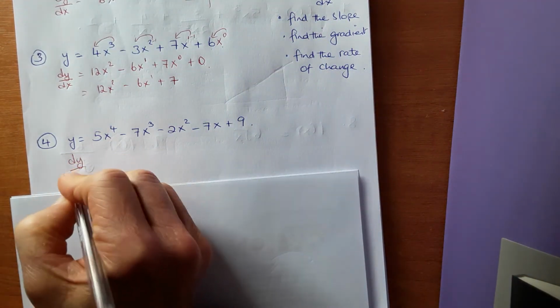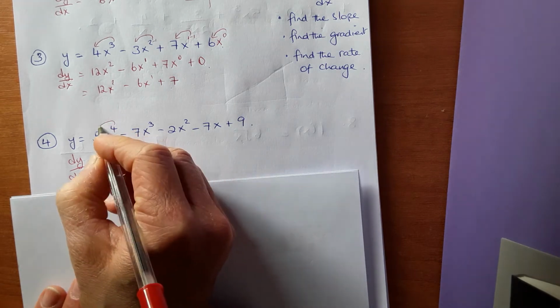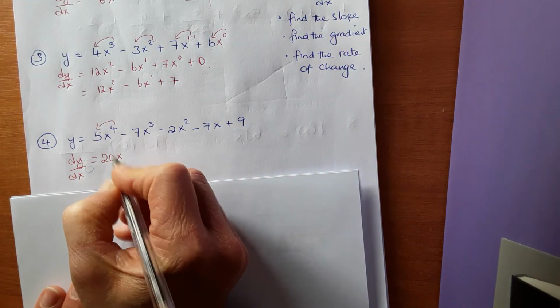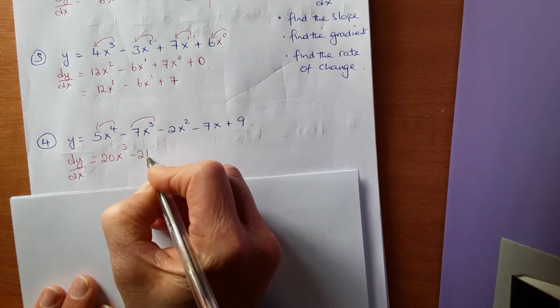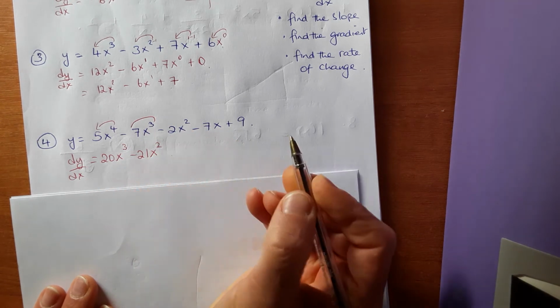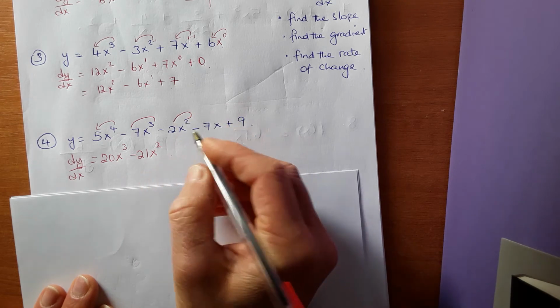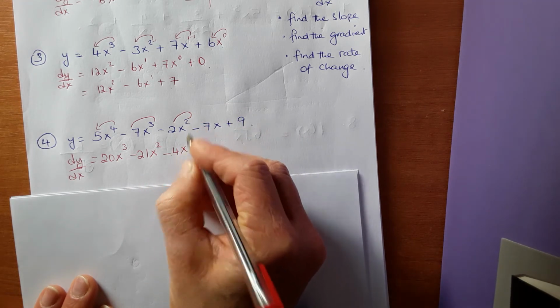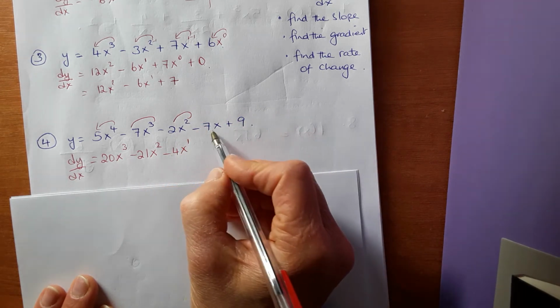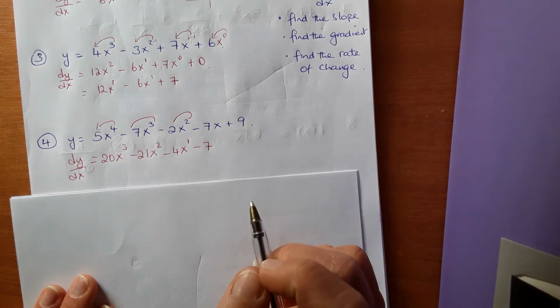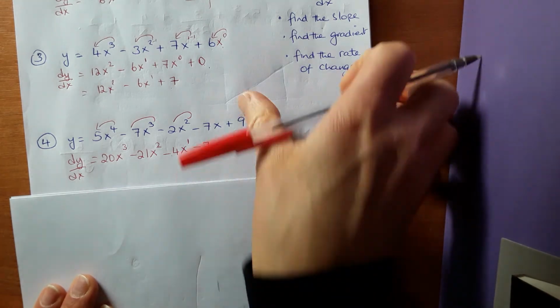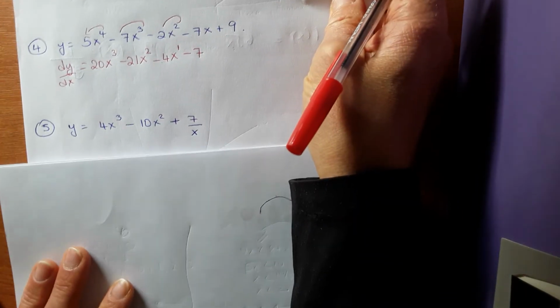This one will be the same. So dy dx, differentiate. 5 4s are 20, reduce the power by 1. Minus 3 7s are 21x, reduce the power by 1. Minus 2 2s are 4x, reduce the power by 1. Minus 7x is just minus 7. 9 differentiates to be 0. I don't need to write it down. So with any x term, you just take the coefficient.